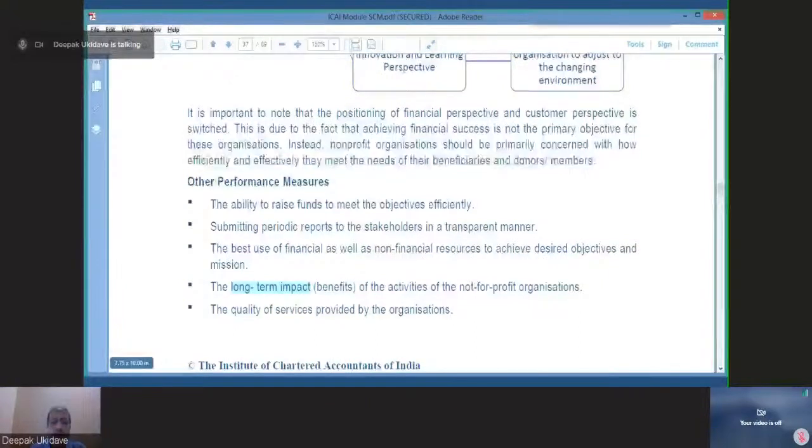And of course the quality of service provided by the organization, which is again a non-financial measure. So these are five other performance measures which can be highlighted and emphasized when we talk about performance measurement or evaluation of not-for-profit organizations.